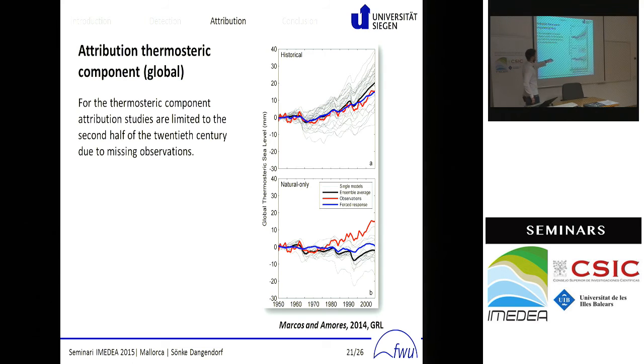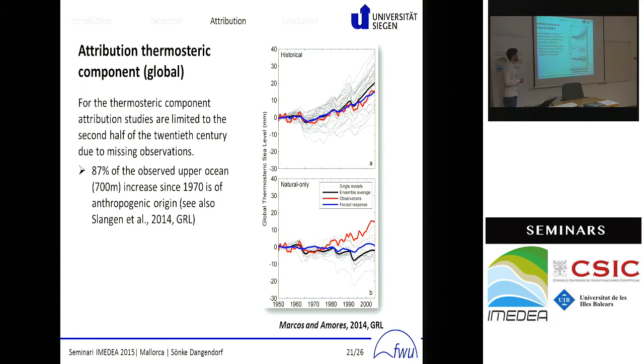And in the lower part of the plot, you can see the same as above, but just with the models having natural-only forcing. And here you can see that the models are no longer able to reproduce the increase; it cannot be explained by natural variability alone.